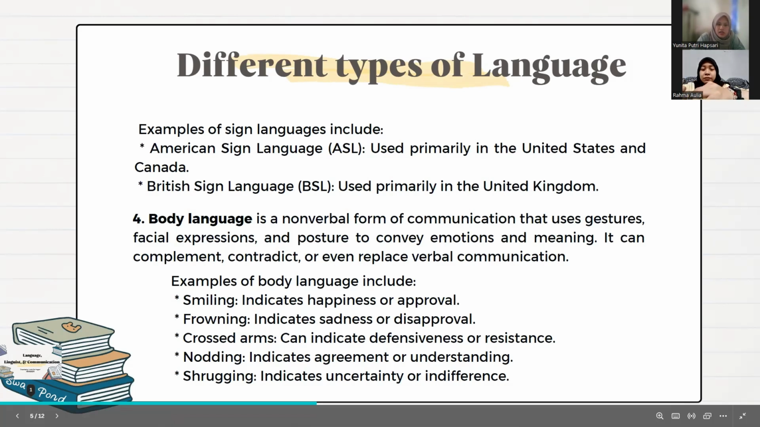The next is body language. Body language is a non-verbal form of communication that uses gestures, facial expression, and posture to convey emotions and meaning. It can complement, contradict, or even replace verbal communication. Examples of body language include smiling, indicates happiness or approval, frowning, indicates sadness or disapproval, crossed arms, can indicate defensiveness or resistance. Nodding indicates agreement or understanding. Shrugging indicates uncertainty or indifference.